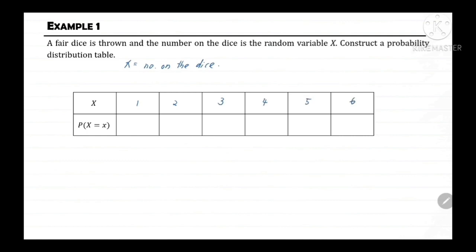The probability of getting 1 out of 6 possible outcomes is 1 out of 6. When we throw a dice, the probability we get 2 is also 1 out of 6. The probability of getting 3 is also 1 out of 6, 4 is 1 out of 6, and all possible values are 1 out of 6.